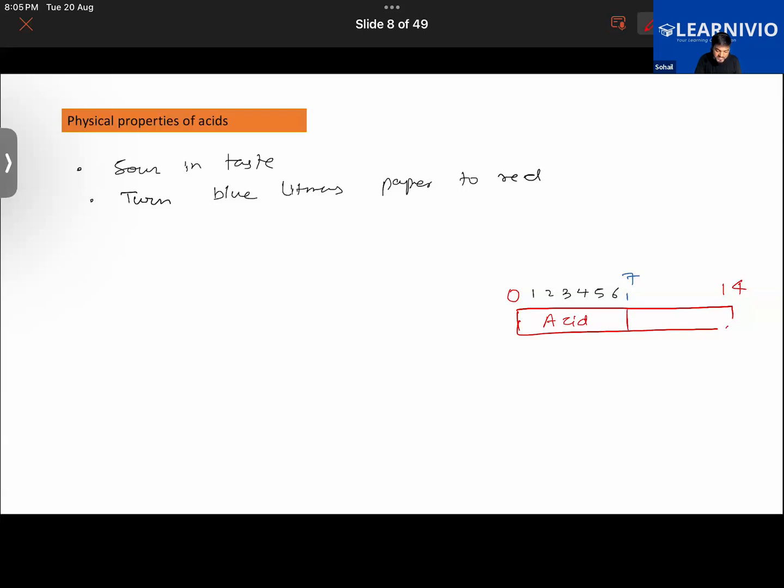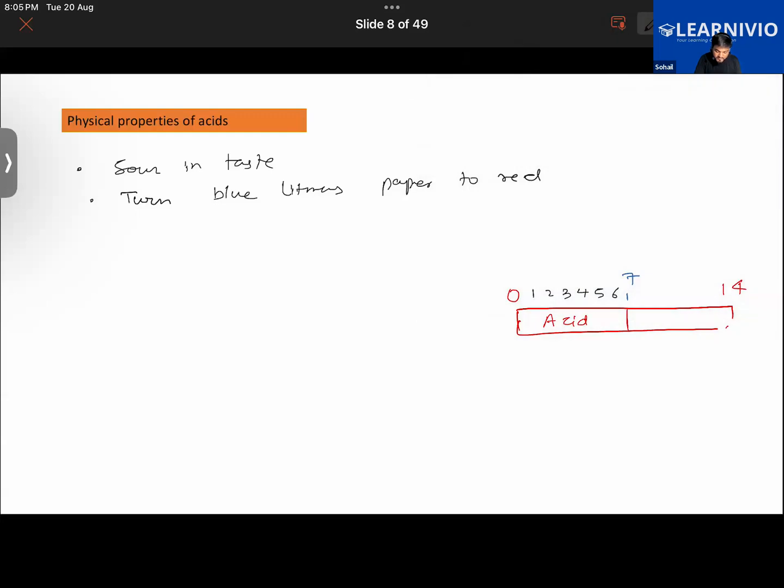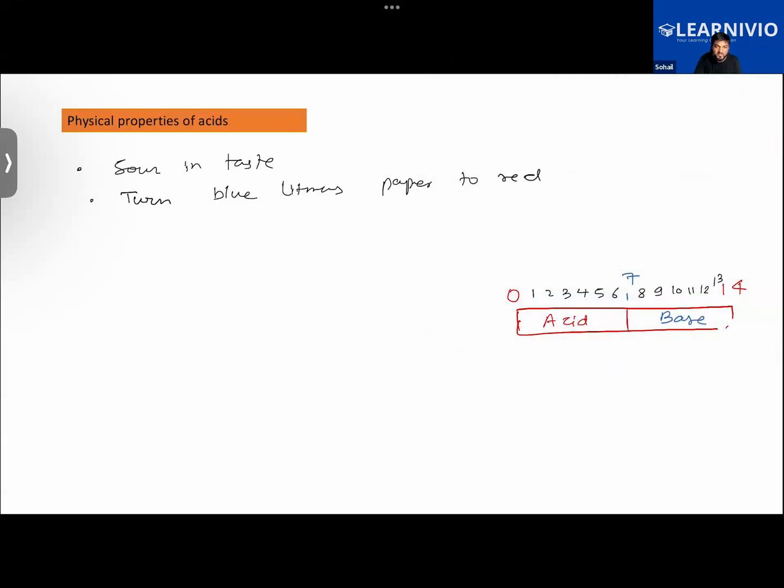Or if any substance has a pH value between 7 and 14, like 8, 9, 10, 11, 12, or 13, then it will be considered a basic substance. It will be a base. Now, this topic we'll be revisiting, so don't worry that much about this.